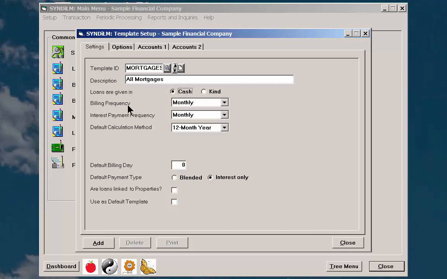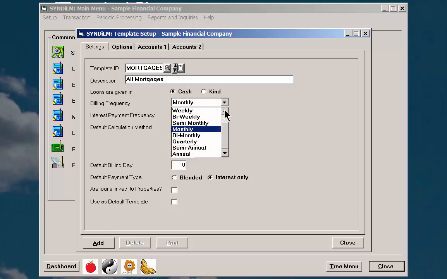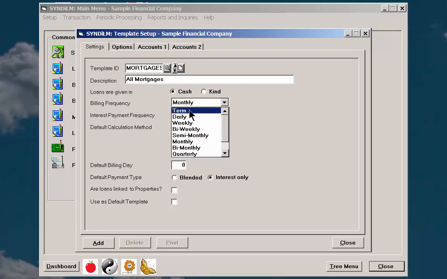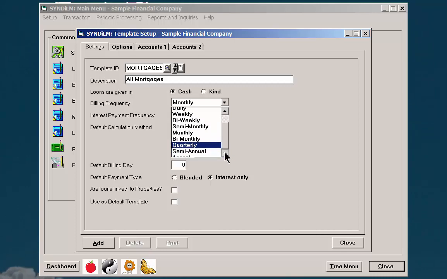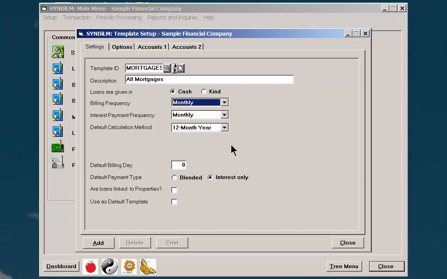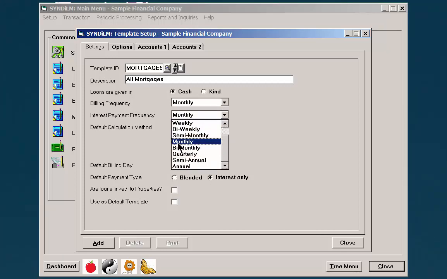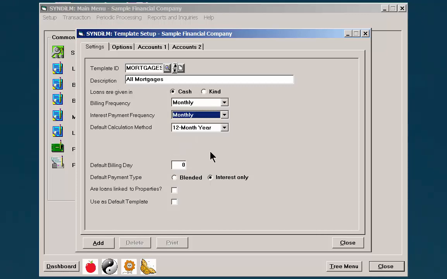The billing frequency is the frequency with which the interest is calculated. Most of the times it is monthly, but it could be term, which means that you calculate interest at the end of the term, or it could be daily, weekly, bi-weekly, but we will leave it monthly. That's the default. Similarly, the borrower will pay the interest on monthly basis. They could pay at the end, or daily, or weekly, but most of the times they pay it on monthly basis.